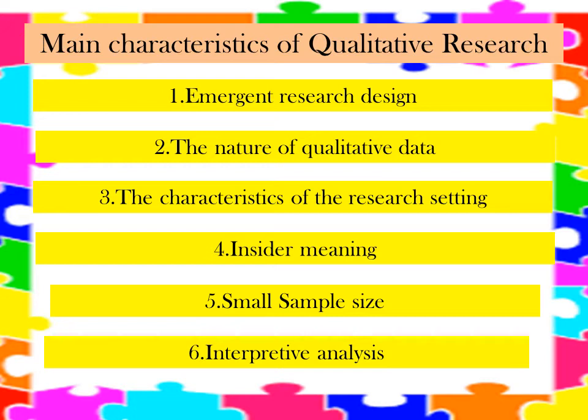For number 3, the characteristics of the research setting. Because of the qualitative approach's nature that seeks to describe social phenomena as they occur naturally, qualitative research takes place in natural setting without any attempts to manipulate the situation under study.